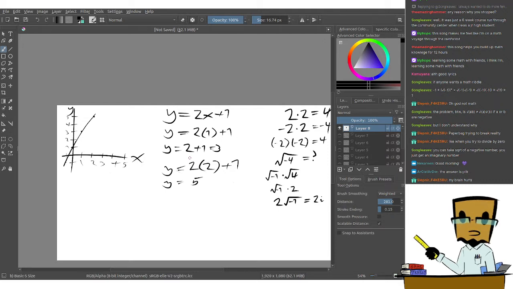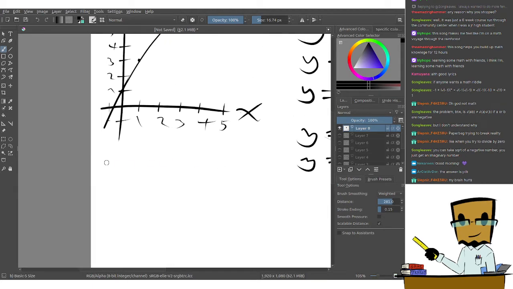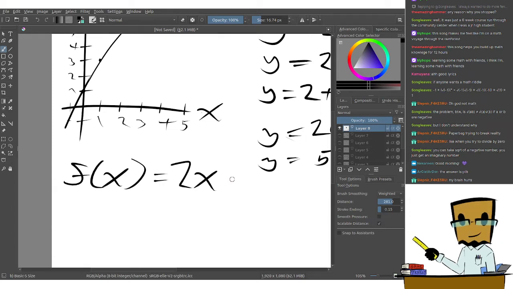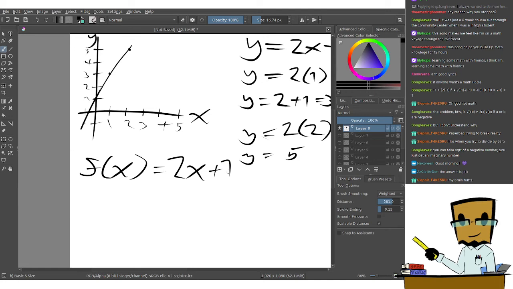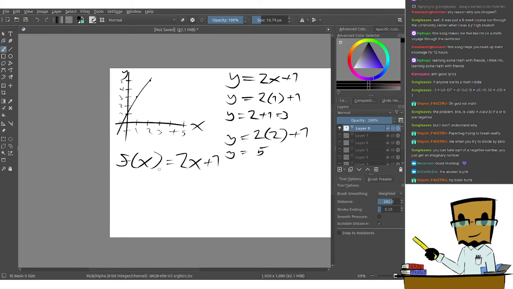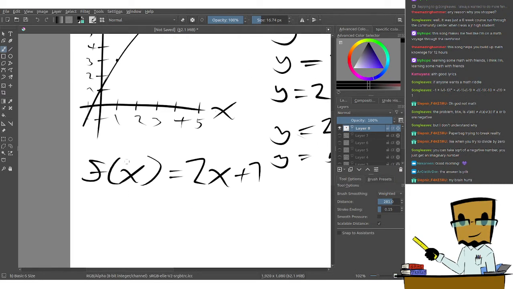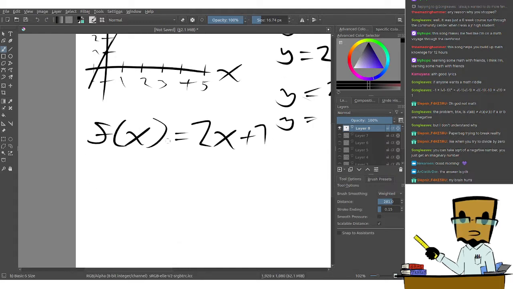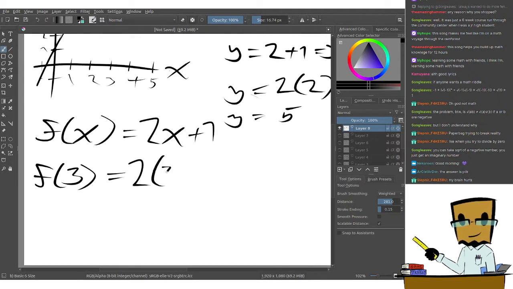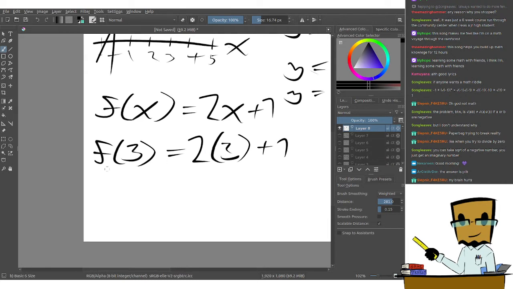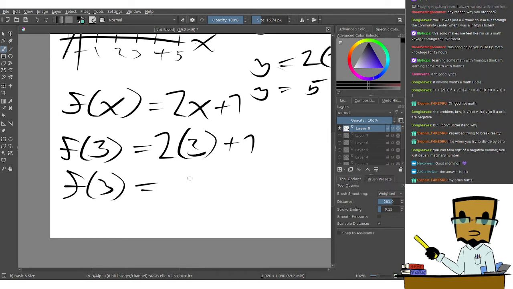Oh, you may also see it written like this. f of x equals something like 2x plus 1. It's basically the same, but it's easier to write sometimes, especially when you just want to say, what's the answer at 3? You can write it like this: f of 3 equals 2 times 3 plus 1. And then f of 3 simply equals 7.